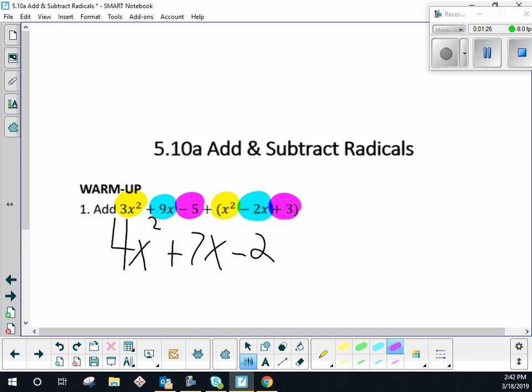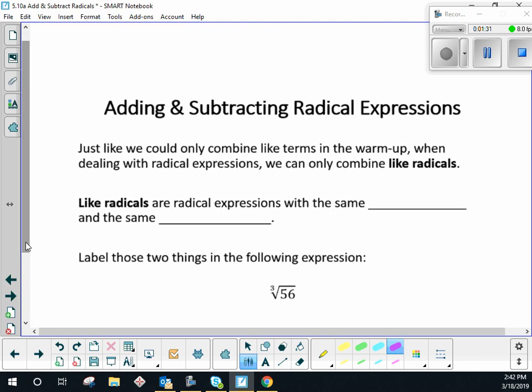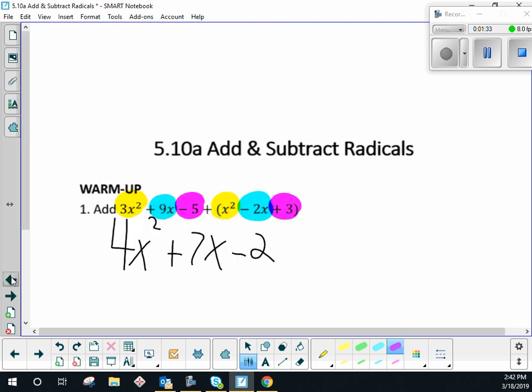So we're going to do a similar thing today with radicals. Actually, let me go back here for a couple other examples. Let's say you had, instead of 3x squared and 1x squared, 3 cube roots of 5. In order to combine like terms with this, two things would have to be the same: the root and whatever's under the radical.